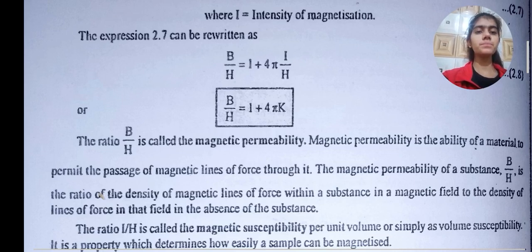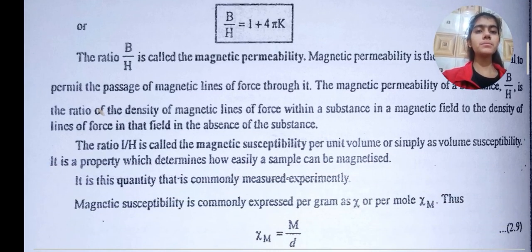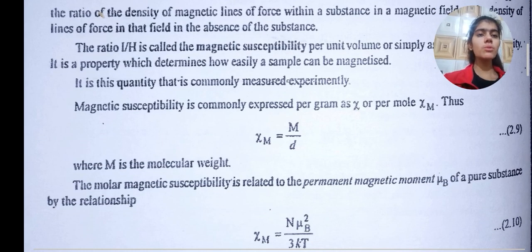of the substance. The ratio I by H is called the magnetic susceptibility per unit volume, or simply volume susceptibility. It is a property which determines how easily a sample can be magnetized. It is this quantity that is commonly measured experimentally. Magnetic susceptibility is commonly expressed per gram as Xi or per mole as Xi m. Thus, Xi m is equal to Xi times m by d, where m is the molecular weight and d is the density.